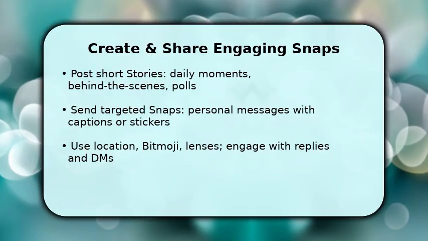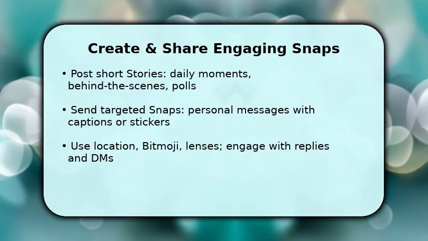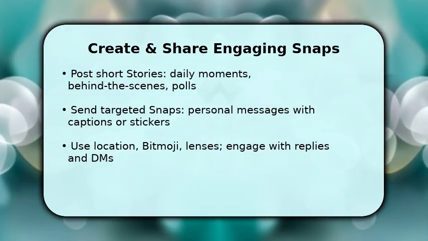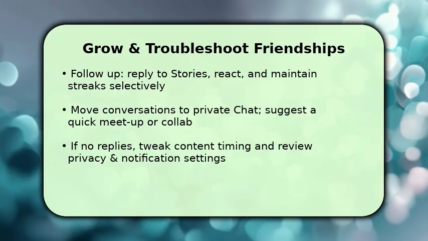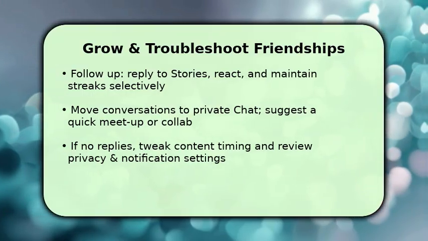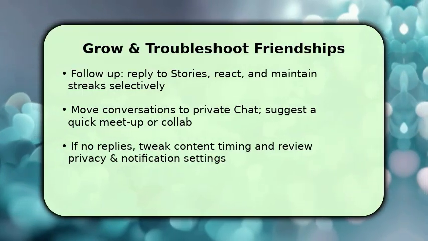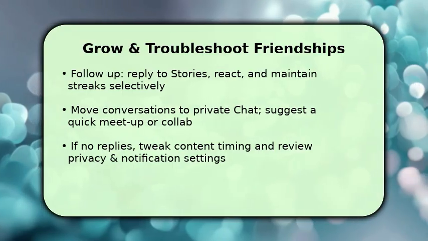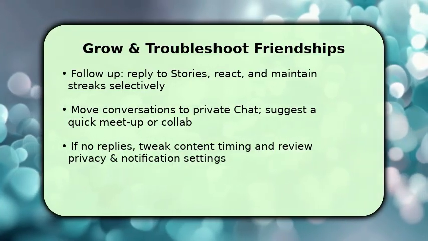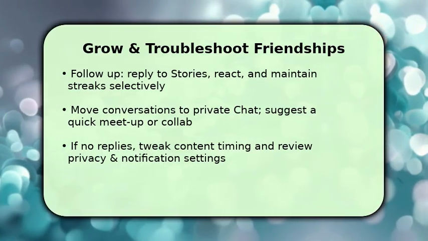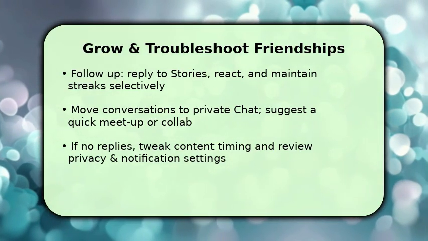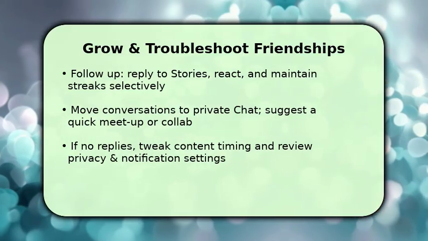Finish by turning casual interactions into friendships. Follow up on story replies, react often, and selectively keep streaks that matter. Once you have rapport, move to private chat to plan a hangout or collaborate on content. This deepens connection faster than stories alone. If people aren't responding, check privacy and notification settings, change posting times, or simplify your captions so viewers know how to reply. One troubleshooting tip.